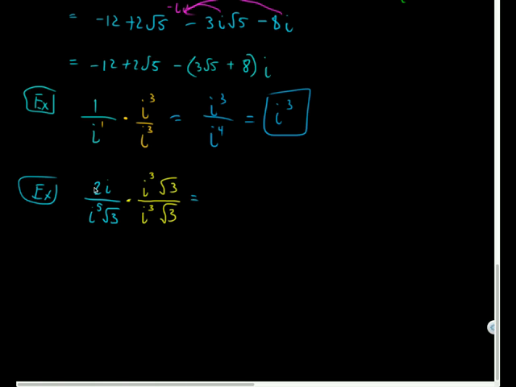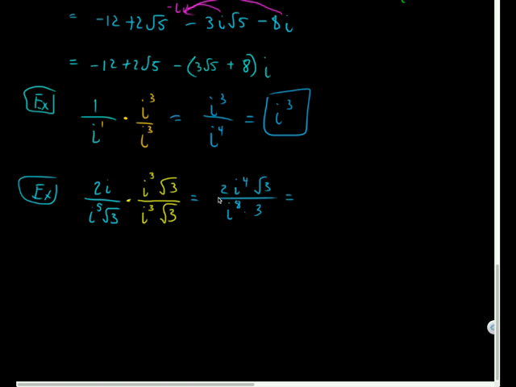So let's multiply this. 2i times i cubed is i to the 4th. Man, I didn't realize I was going to have so many i to the 4th, so that's fine. Times the square root of 3 is my numerator. i to the 5th times i to the 3rd is i to the 8th, which I'll be able to simplify. Root 3 times root 3 is square root of 9, which is 3, or just root 3 squared, which is 3. Whichever way I look at it, it is 3.